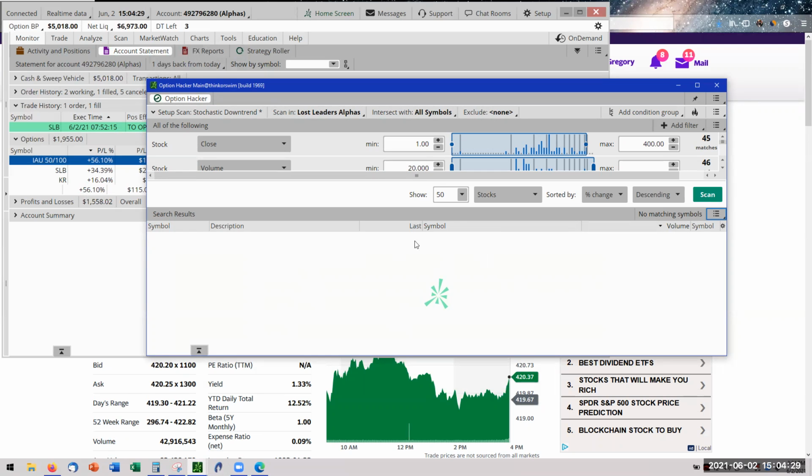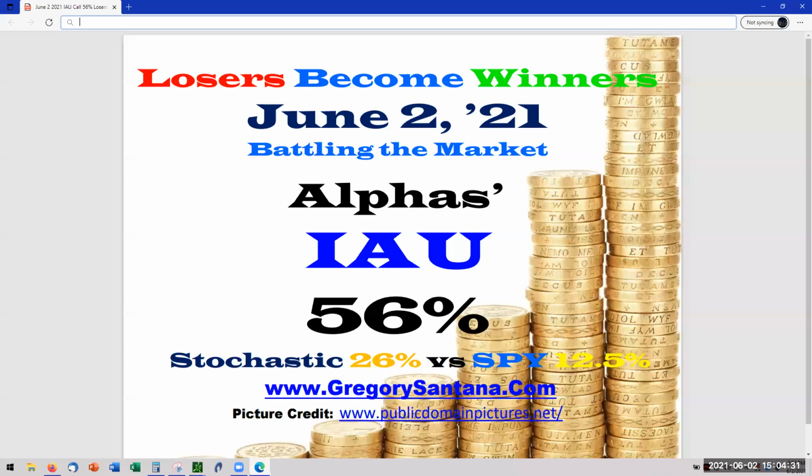But with that said, we can conclude today's report for losers become winners with Alpha IAU at 56%, and the strategy Stochastics is 26%, double the SPY's 12.5.